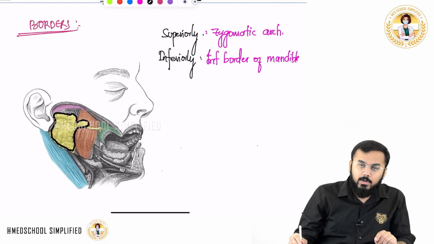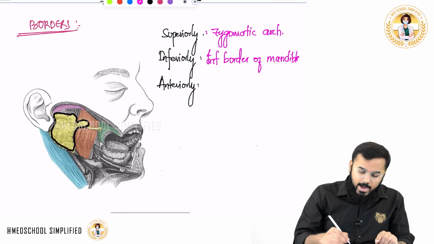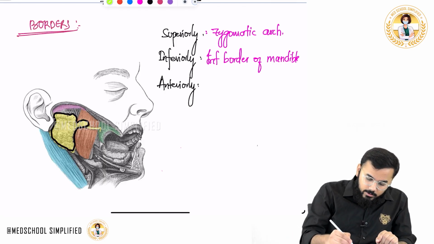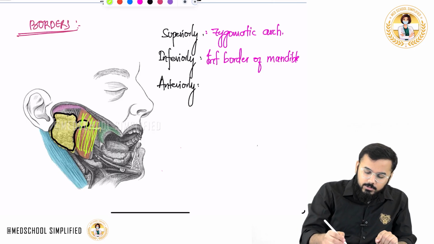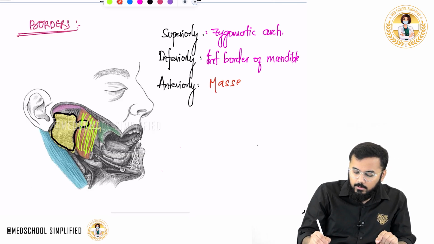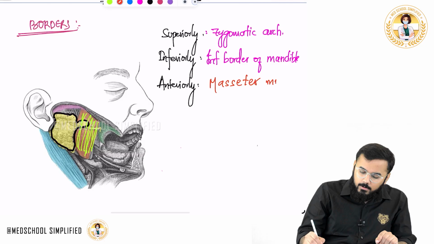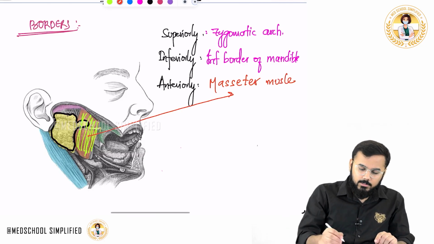After superiorly and inferiorly, anteriorly, what do you have? Anteriorly, you see a muscle over here. You see this particular muscle, right? This muscle which is located anteriorly is called the masseter muscle. See, this muscle is called the masseter muscle.